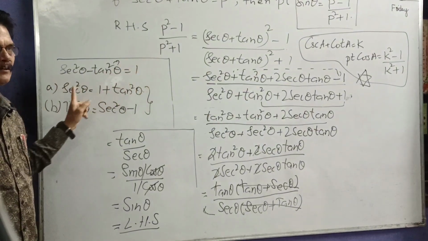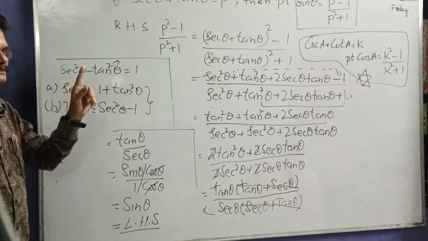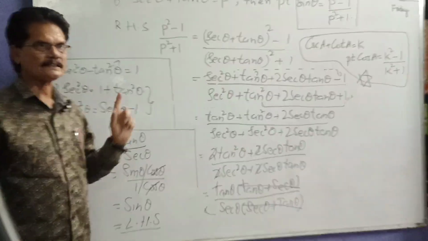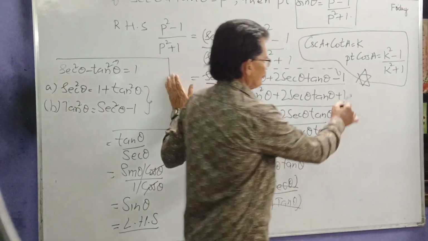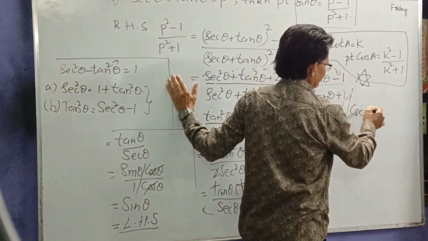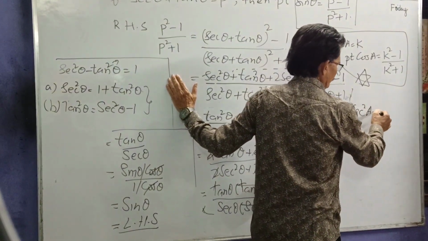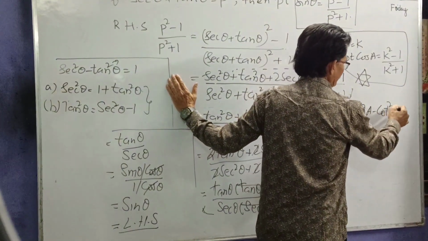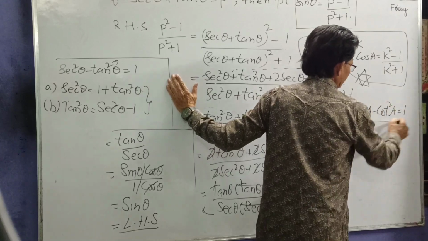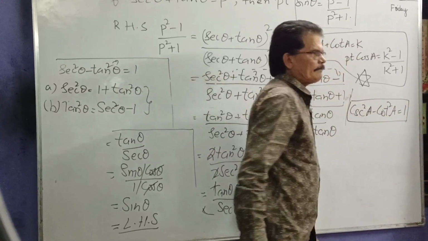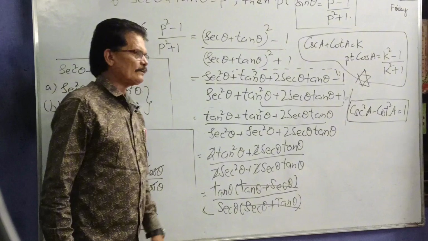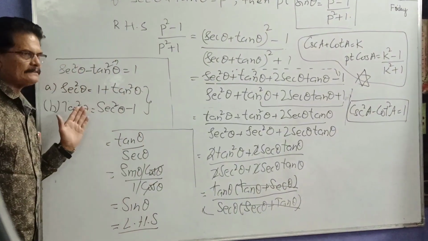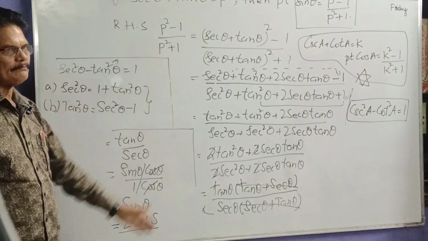In that problem, we cannot use this identity. We have to use the related identity. What is the related identity? Cosec square A minus cot square A is equal to 1. From there we have to derive sub formulas and then we have to proceed in the same manner.